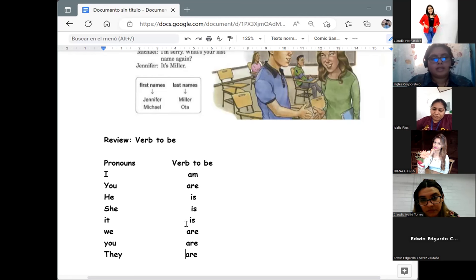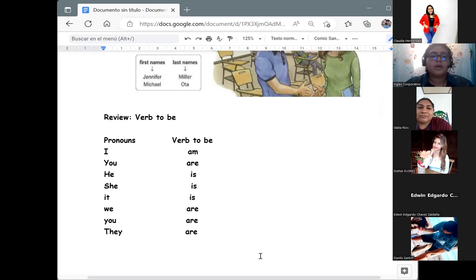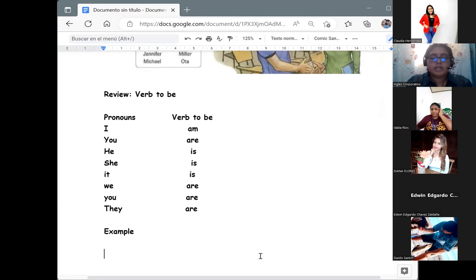Y así nos quedaría, ¿verdad? Nuestro verbo to be junto con los pronombres. I am, you are, he is, she is, it is, we are, you are, and they are. Y podemos hacer algunos ejemplos utilizando estos pronombres con el verbo to be para presentación. Vamos a escribir algunos ejemplos. Example. In this case, I am... And we are going to write a name. I am Marta. Yo soy Marta.